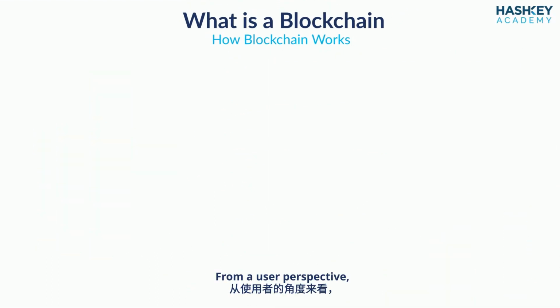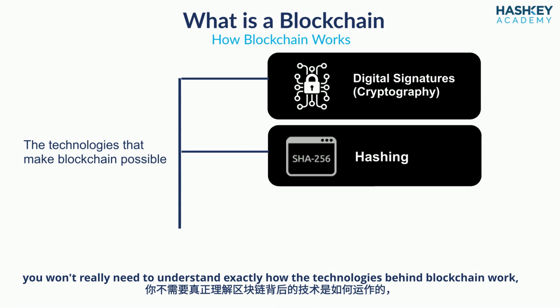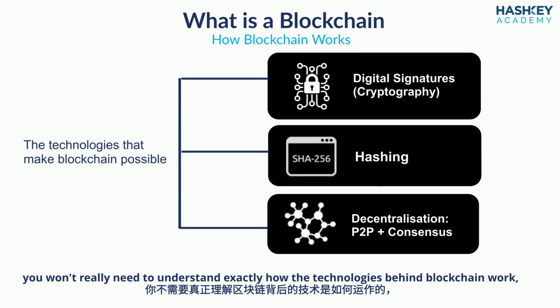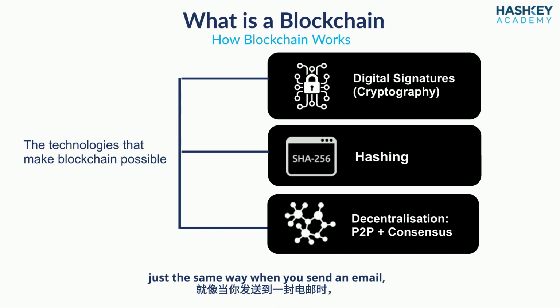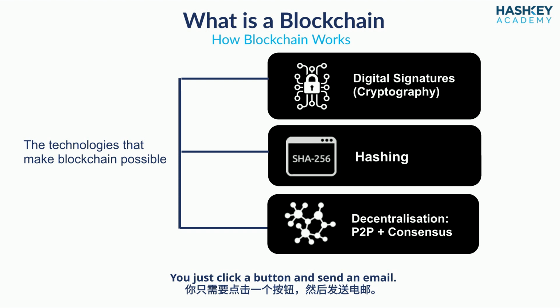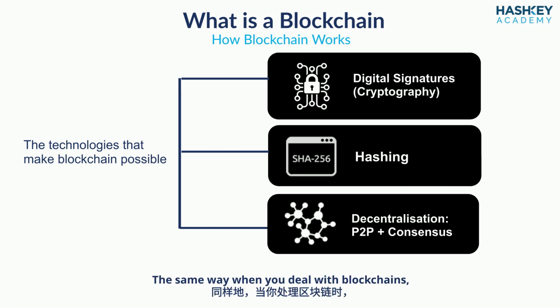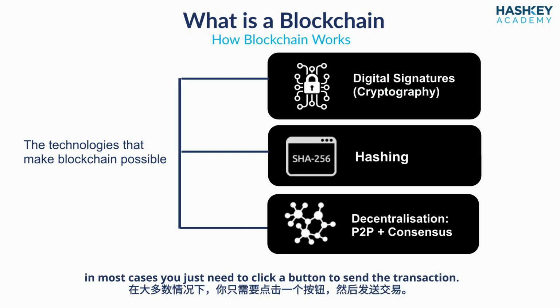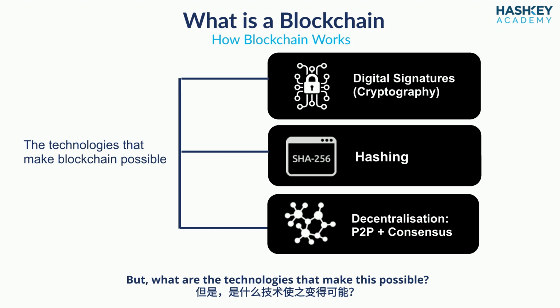From a user perspective, you won't really need to understand exactly how the technologies behind blockchain work. Just the same way that when you send an email, you don't need to worry about email encryption, TLS, SSL certificates, TCP/IP, and so on. You just click a button and send an email. The same way when you deal with blockchains, in most cases, you just need to click a button to send a transaction. But what are the technologies that make this possible?